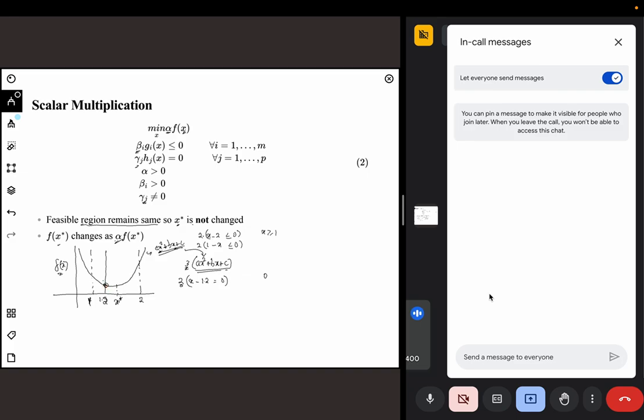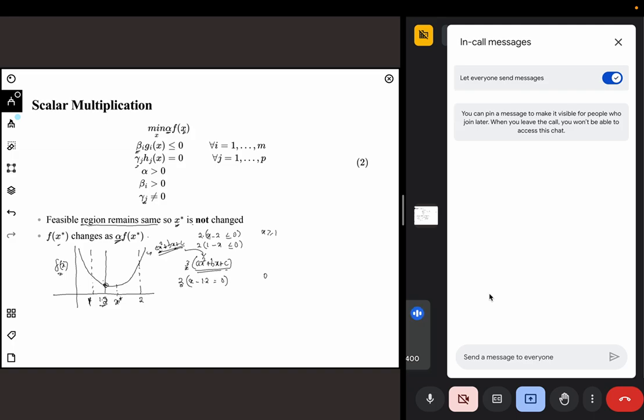And this is not going to change. Even if I multiply with 2, 3 or whatever number, as long as it is not 0, the optimal value will still remain 1.2. But my objective function will change. Because when I substitute, this is a square, a into 1.2 square plus b into 1.2 plus c, but here it will be 3 times the same value. So the objective function will be multiplied by that scalar, but the optimal value will remain the same. Understood?